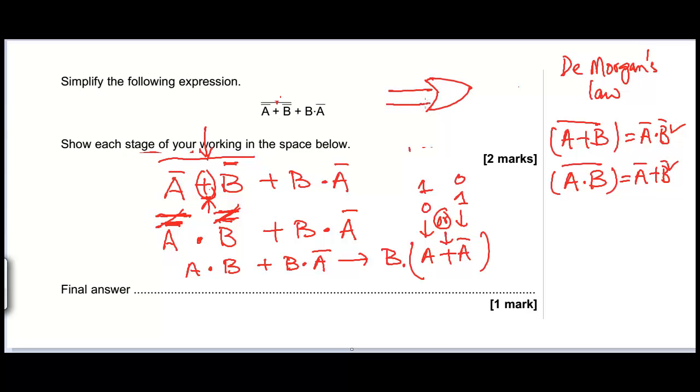with a and a bar as two inputs. So when a is 0, a bar is 1. 0 and 1 is going to give us 1 at the output. So all of this expression is going to be equal to 1. So what we are left with is b dot 1, which is equal to b. So that's our simplified expression.